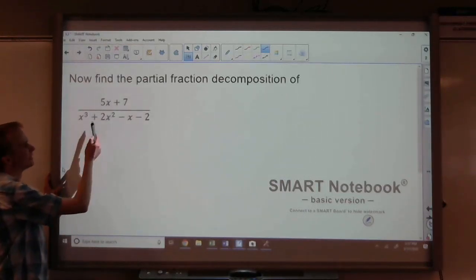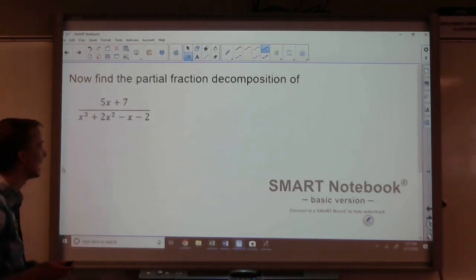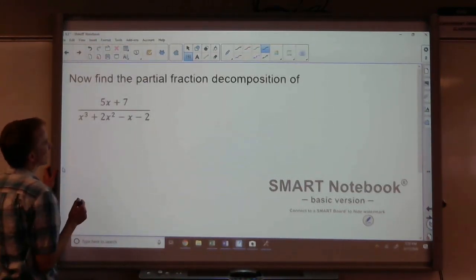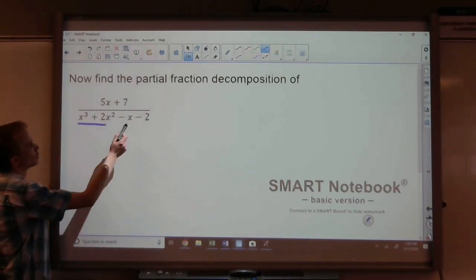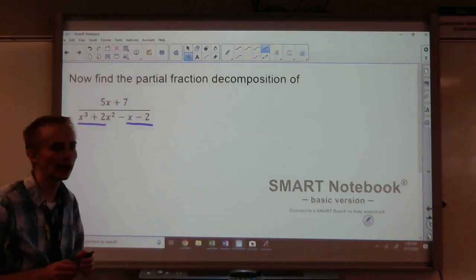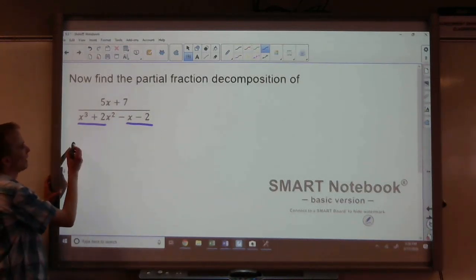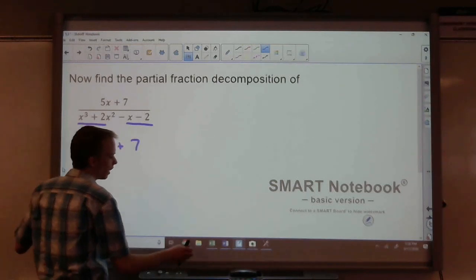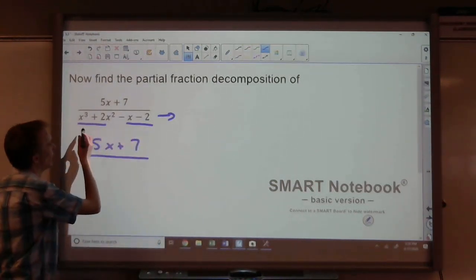If the bottom isn't factored, you want to factor it, right? That's your first step. So what you would do is try and factor this, and I'm going to notice first that there's 4 terms in this, okay? And so I could try factoring by grouping. So I'm going to factor by grouping on the bottom. So it's still 5x plus 7 on the top. I just want to figure out what this bottom is, okay?